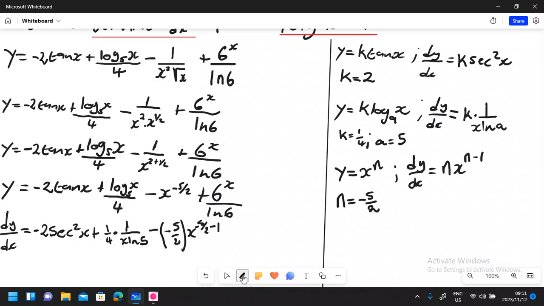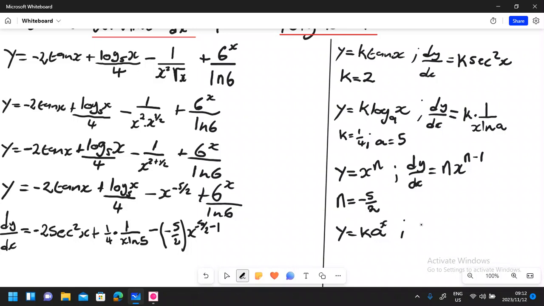All right, let's go to the last term. As you can see, what we have here is the exponent x, but it's divided by natural log 6. So if you look at the general formula, y is equal to k a to the x. In this case we do have k, and then we have a, and unfortunately or fortunately we do not have the coefficient of x, so we do not have n, so this is just going to be x.